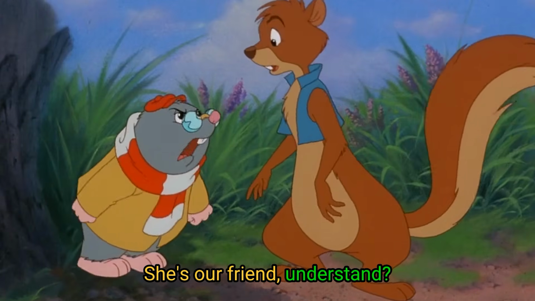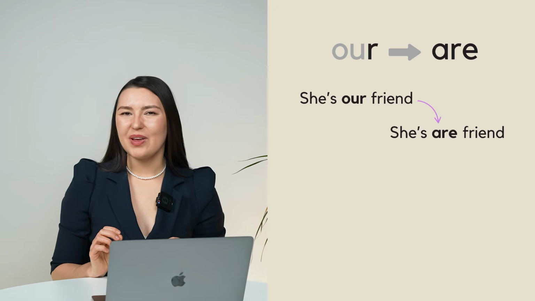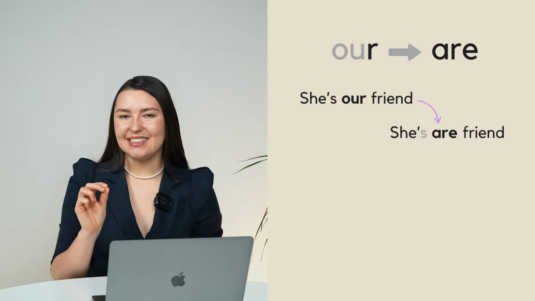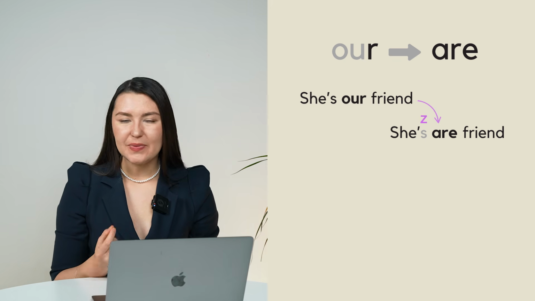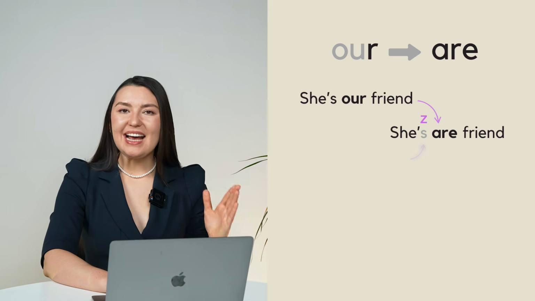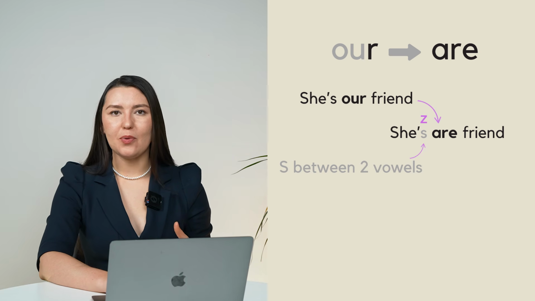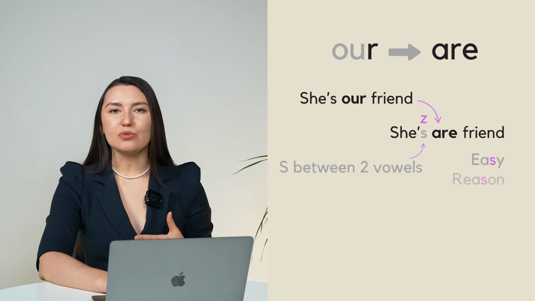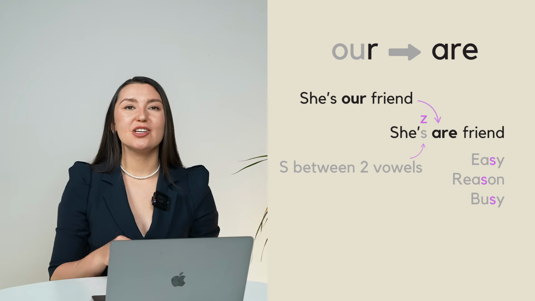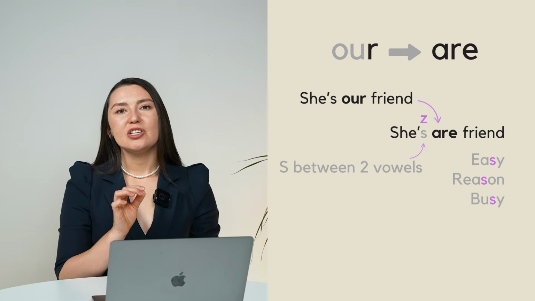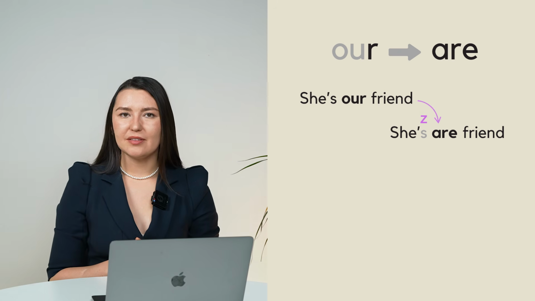She's our friend, understand? Most of all, she's our friend and we have to stick together. Be careful with the S in she's, because here it's actually pronounced as the Z sound. In English, we have a rule. When S is between two vowels, it makes the Z sound. For example, easy, reason, or busy. So that's why we don't say she's our friend. We say she's our. So you hear czar. She's our friend.